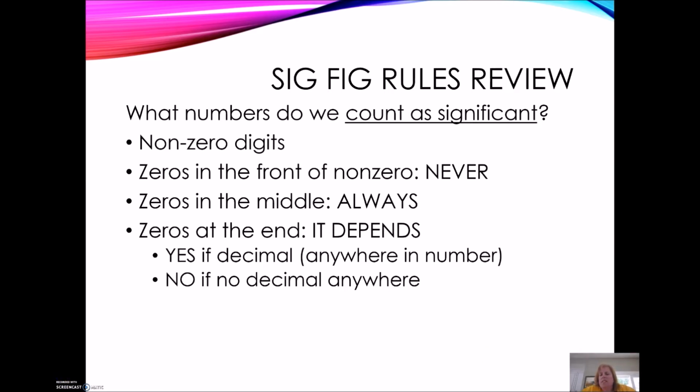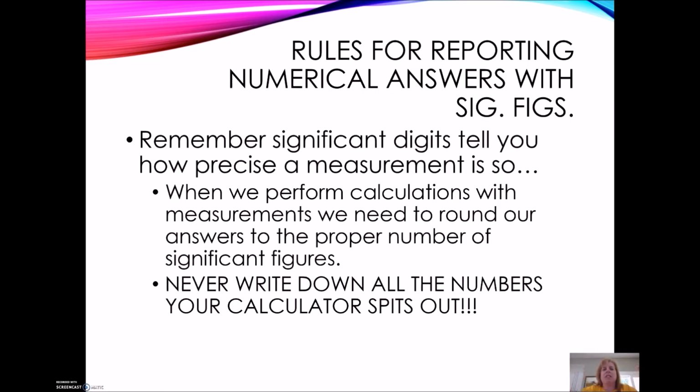So what's the deal with these calculations? Well, remember that significant digits tell you how precise a measurement is. You know, how great was that ruler you were using. So when you perform calculations with measurements, like length times width times height, you need to be able to specify how precise that instrument was by recording your answer with the proper number of significant figures. You never, ever write down all the numbers your calculator spits out.